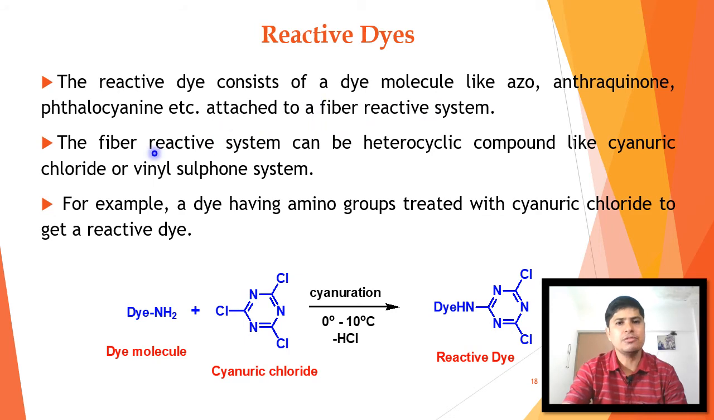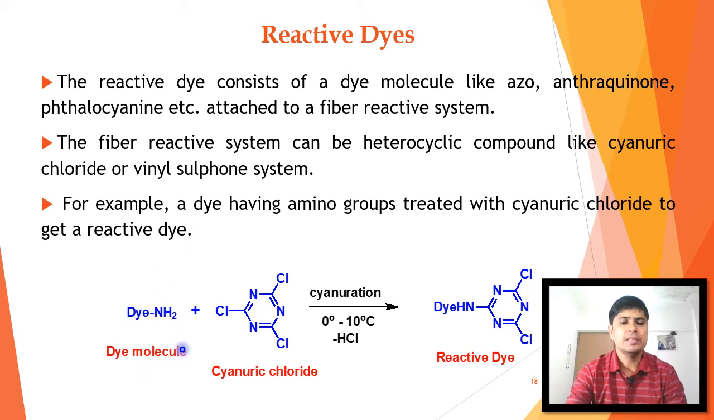The fiber reactive system can be heterocyclic, and it may have cyanuric chloride, or it may have a vinyl sulfone system. For example, a dye having an amino group is treated with cyanuric chloride to get a reactive dye.